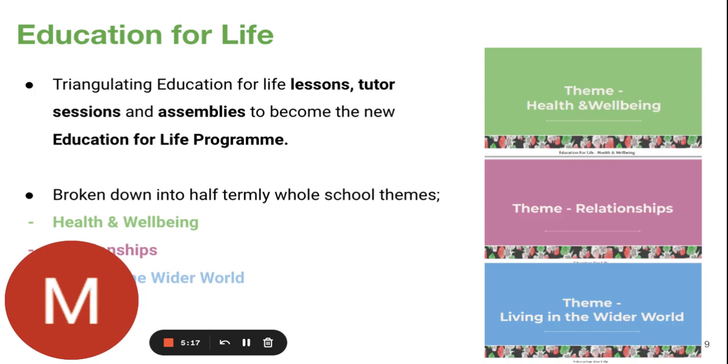So, how Education for Life runs at Wildern. We've basically triangulated the Education for Life lessons, tutor sessions, and assemblies. These are broken down into half-termly whole school themes: health and well-being, relationships, and living in the wider world.